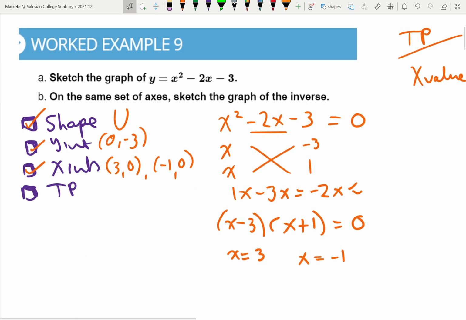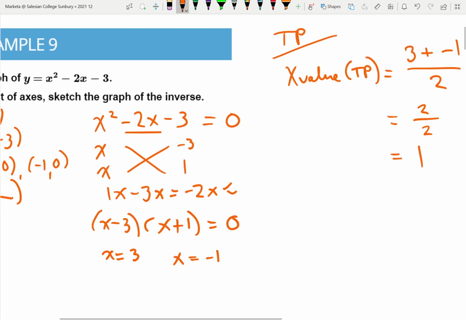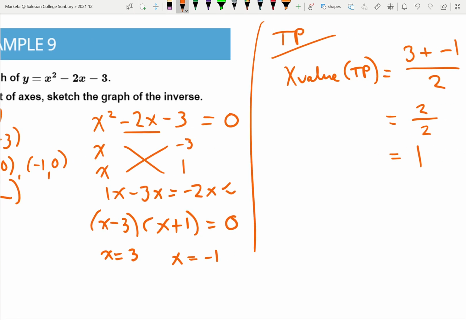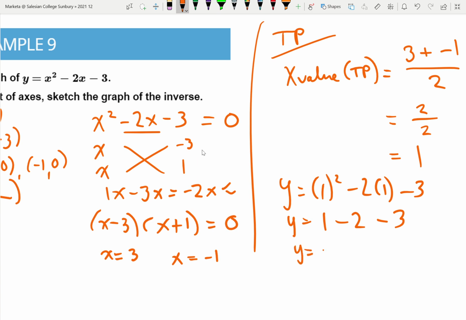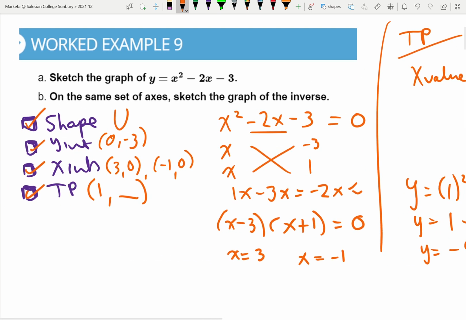So of course, for a turning point, we need an x value and a y value. So to get that y value, of course, we're just going to sub that 1 into our original equation. So y equals 1 squared minus 2 times 1 minus 3. And that is 1 minus 2 minus 3. 1 minus 2 is -1. -1 minus 3 is -4. So our turning point is at 1, -4.